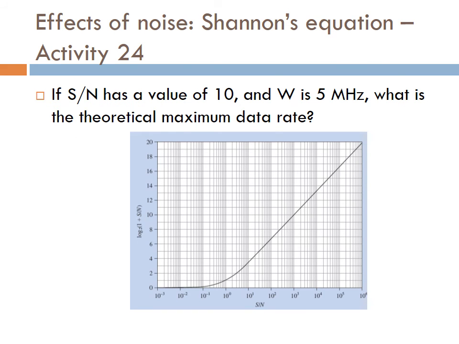If you use the curve to read the value of the log in case SNR is equal to 10, you can see that it is around 3.5. So the log is around 3.5, times W, which is equal to 5 megahertz, and in this way we can calculate the maximum data rate.